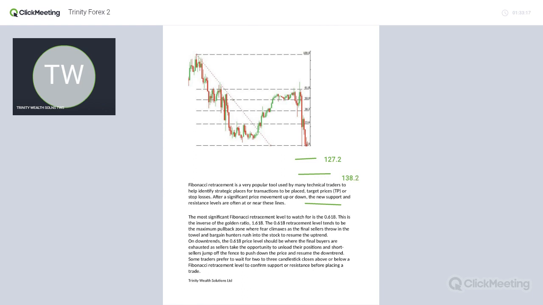This one will be 127.2. This is 138.2. This is 161.8. Can you see a similarity between that and my Fibonacci ratios? Can you see any similarity? 127.2, 138.2, 161.8.